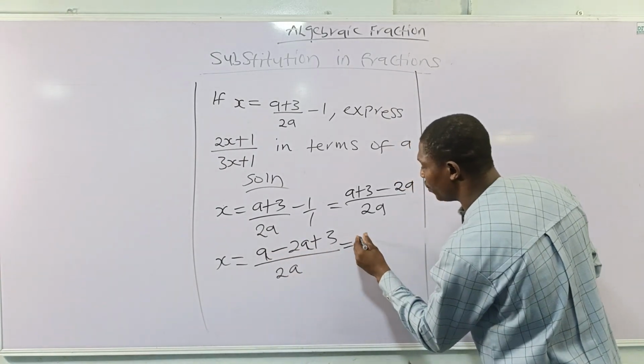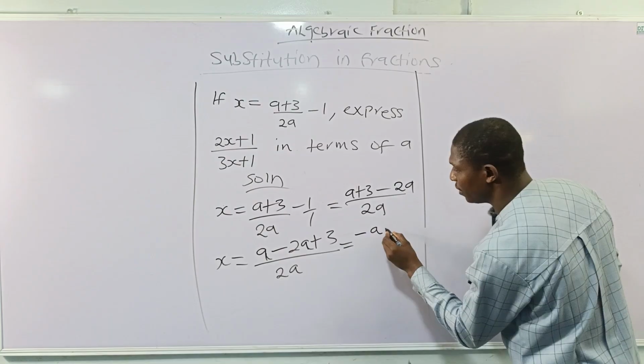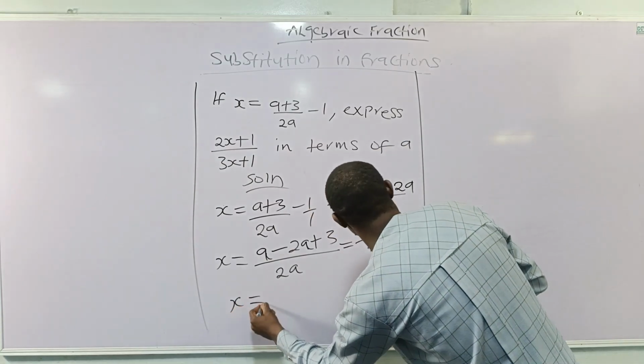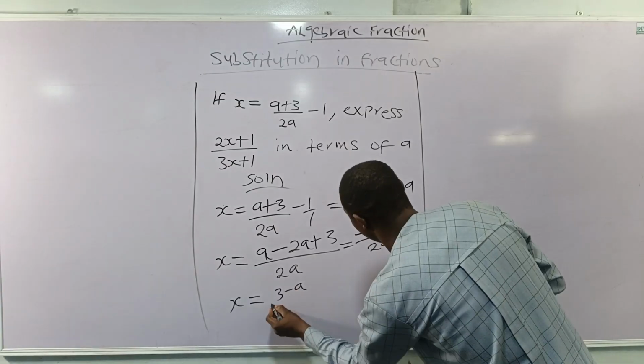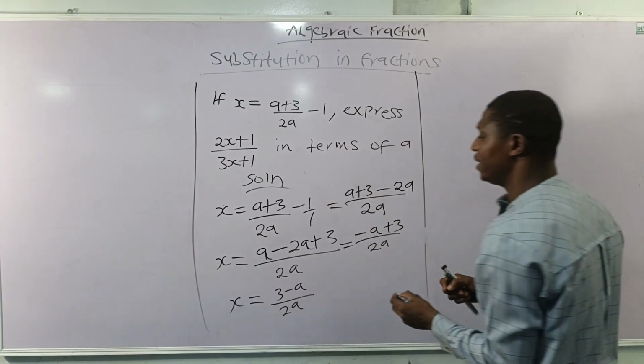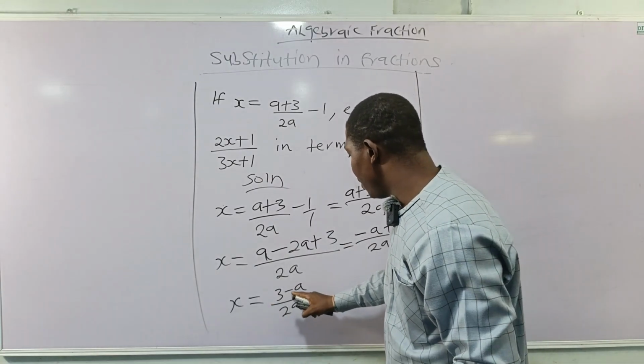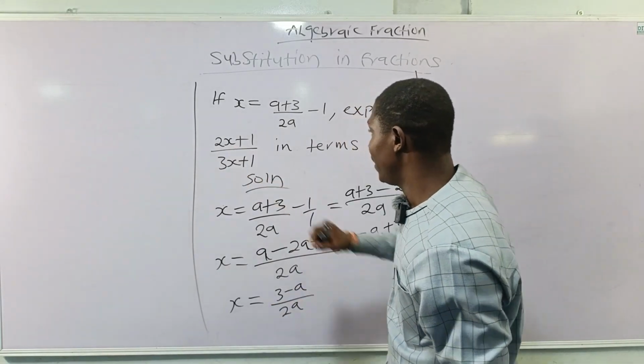And a minus 2a will give me minus a plus 3 all over 2a. This can be rearranged to have x to be 3 minus a all over 2a. Now, I can now put the value of 3 minus a all over 2a in place of x.